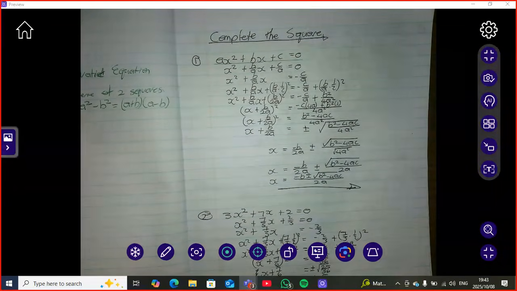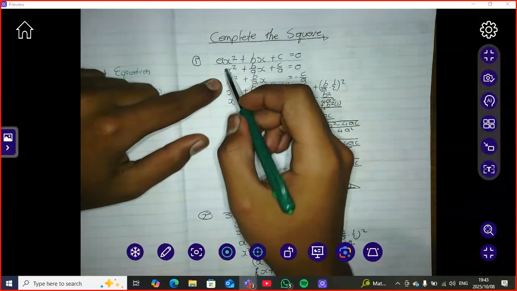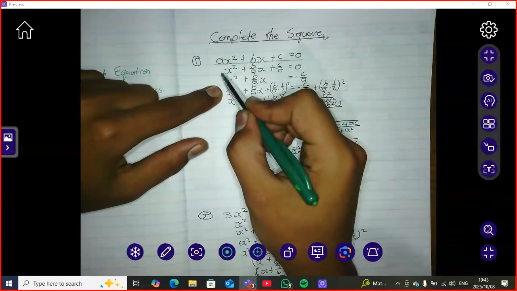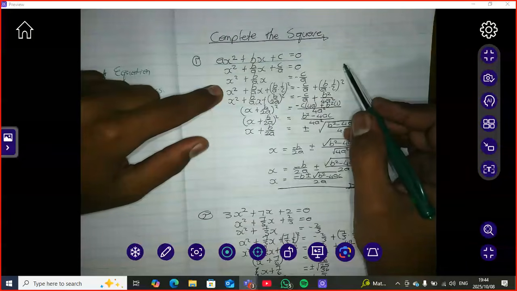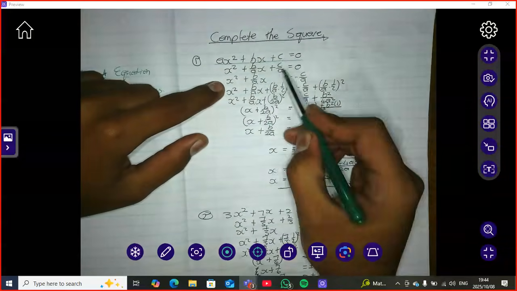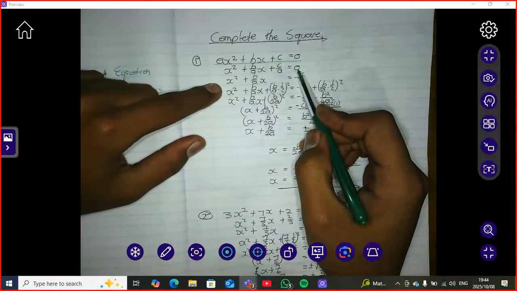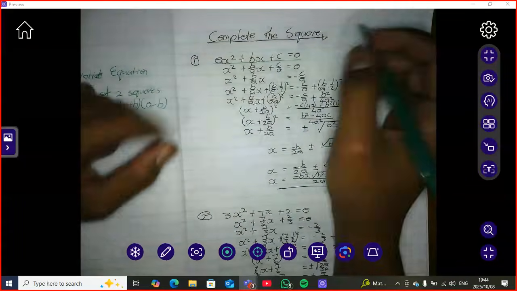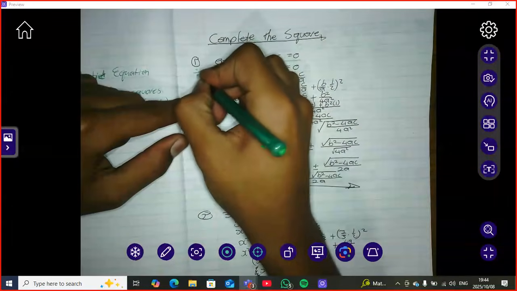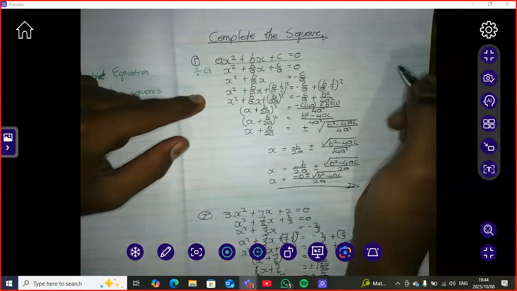So I divide by whatever is in front of this x squared. I divide the whole equation, everything. Divide by a, divide by a, and divide by a.